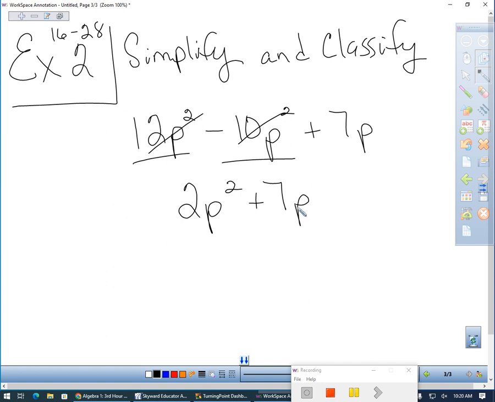Now I've got to classify it. Our highest exponent's a 2. What's the word for that? Good, quadratic. And there are 2 terms. What's the word for 2 terms? Binomial. Very good.